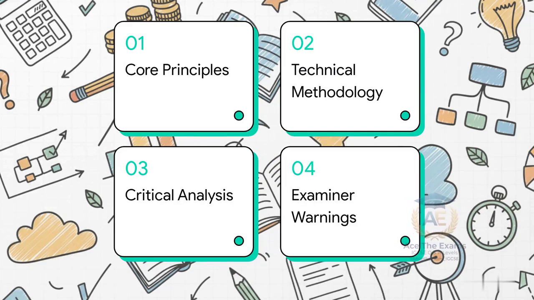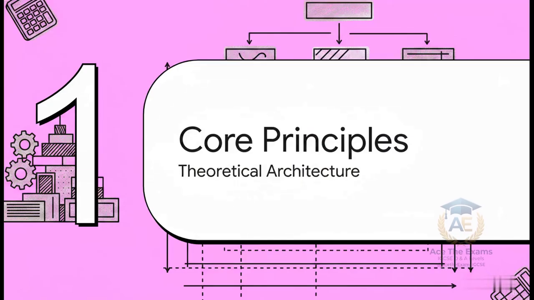First, we'll establish the core costing principles. Second, we'll break down the technical methodology. Third, we're going to tackle mastering critical analysis. And finally, we'll review the top examiner warnings. This is our clear, step-by-step roadmap to unpacking these exam secrets. Let's get into it. Starting off with Section 1, Core Costing Principles.